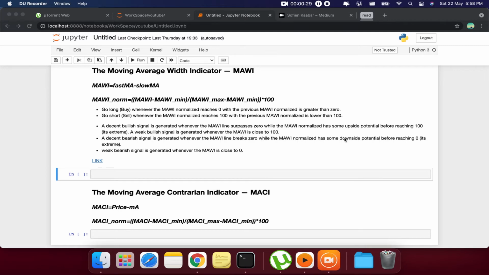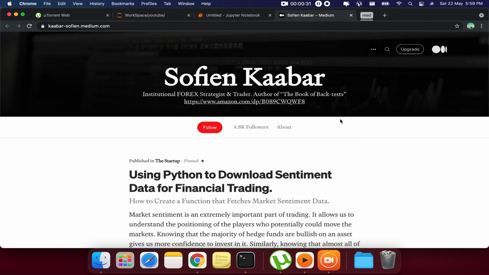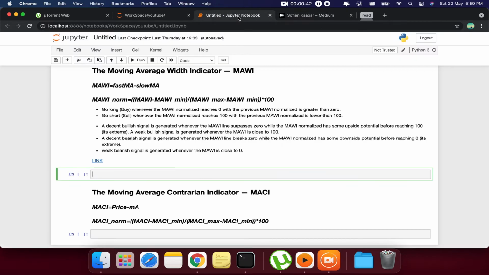These indicators were originally written by Soufiane Kabar in his Medium article. You can go and check it out. I will leave the link in the description. So he has his own Python implementation of it, but we are going to implement this in pandas.